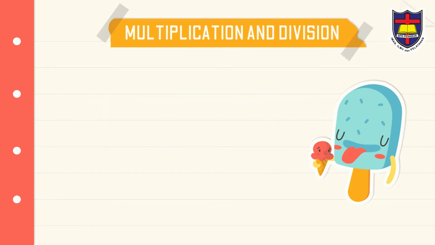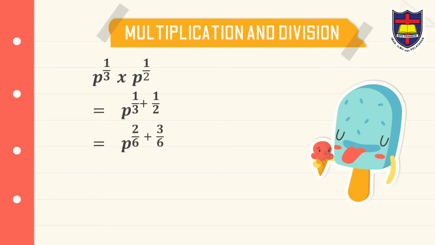Okay, so now for the example for multiplication and division. Now if I have p to the power of 1/3 times p to the power of half. So when the base number is the same, in this case is p, we can add the exponent. So p to the power of 1/3 plus half. So how can we solve it? We can solve it using the fractional operation. So first, we must change the denominator. We must make both of it the same.